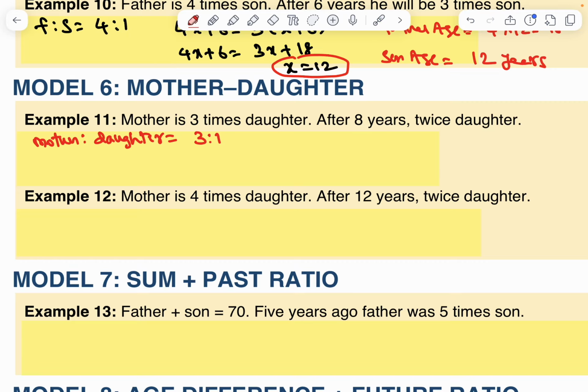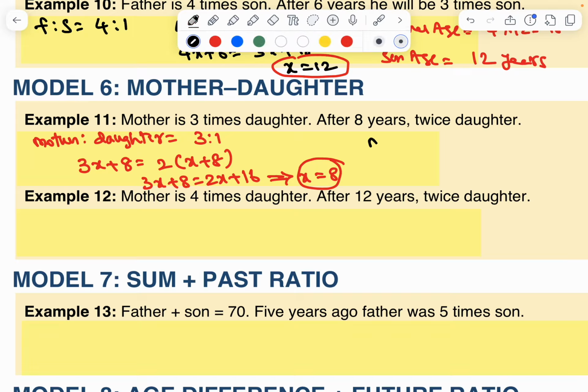After 8 years, that is 3x plus 8 is equal to 2 into x plus 8. Twice, why? Because in this question they have given twice. Therefore, 3x plus 8 is equal to 2x plus 16. Therefore, x is equal to 8.